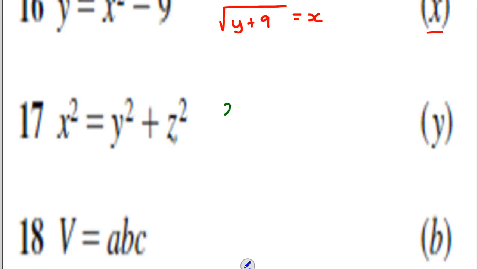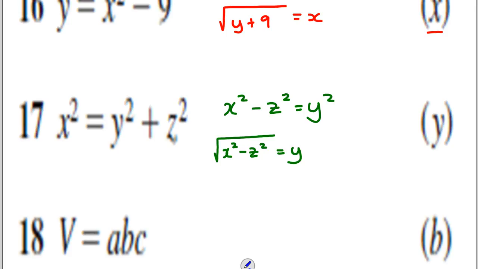So let's go x squared minus z squared equals y squared. And then try to think, how do we deal with the square? That again is correct. We would need to square root both sides. x squared minus z squared equals y. Again, you could have potentially put a plus and minus there if you wanted to. They didn't in the answers though. But in the answers, they do like to swap it around. Not necessarily wrong if you don't though.